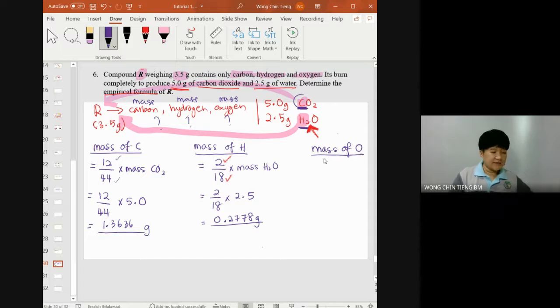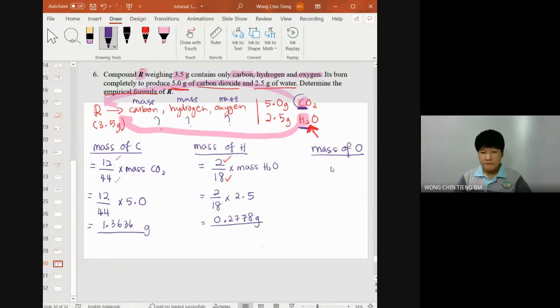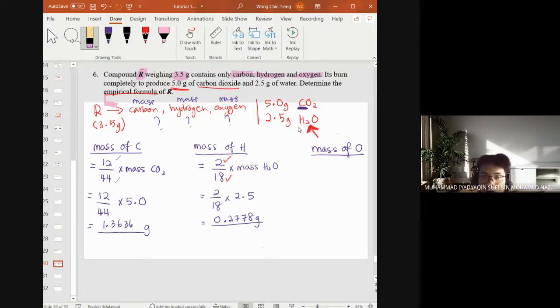Boleh tak guna cara yang sama? Alright, Ian? Boleh guna cara yang sama, ya? Ya, Boleh guna cara yang sama untuk kira mass of oxygen? Kalau Iyad kata boleh, macam mana saya nak kira? Dua-dua orang pegang oksigen. Nak guna carbon dioxide ke nak guna water? Guna cara lain.